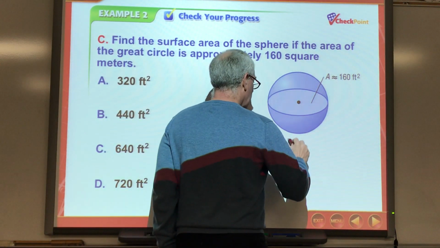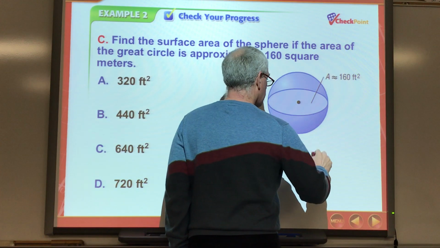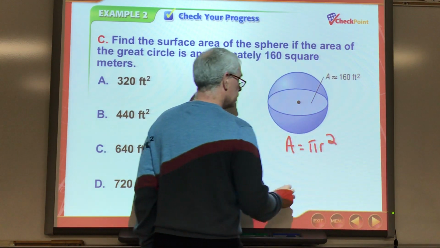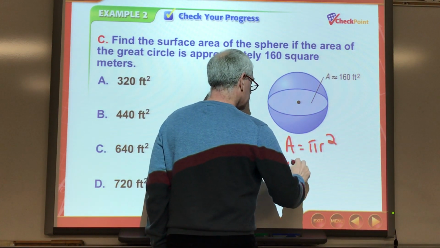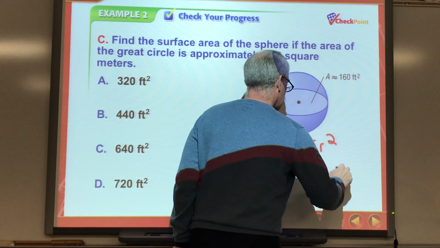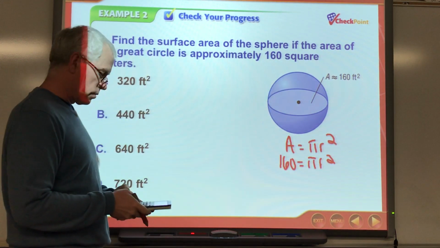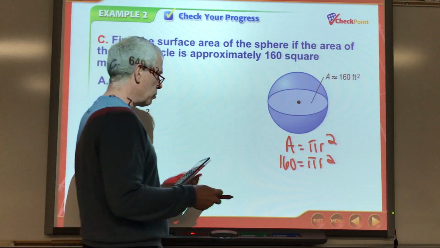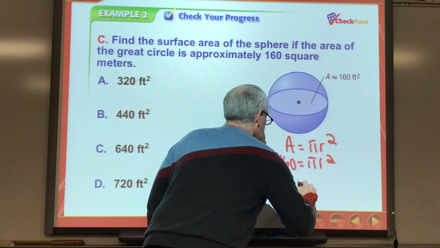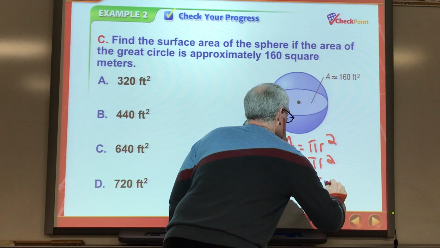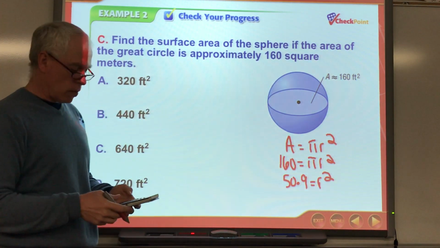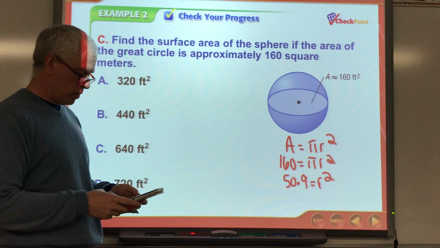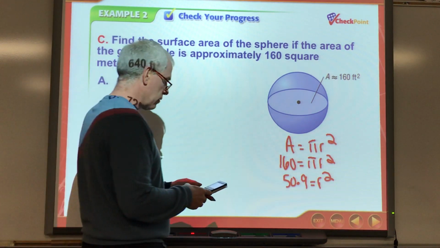Okay? I know that the area of a circle is pi r squared. They give me the area. Now I want to get r by itself, so I'm going to divide by pi. 160 divided by pi, that's like 50.9. And then I have to undo an r squared, so I'm going to take the square root. So the square root of that answer is about 7.1.